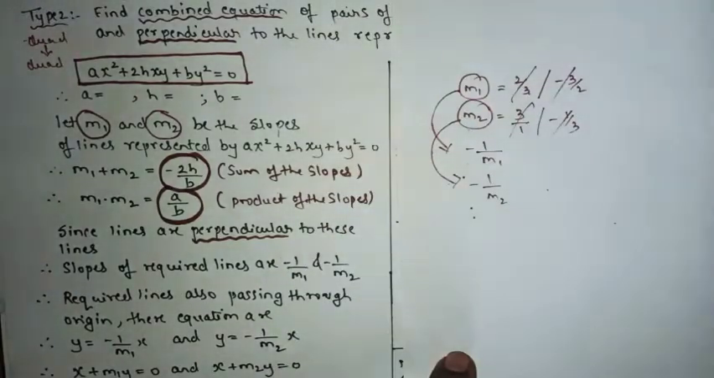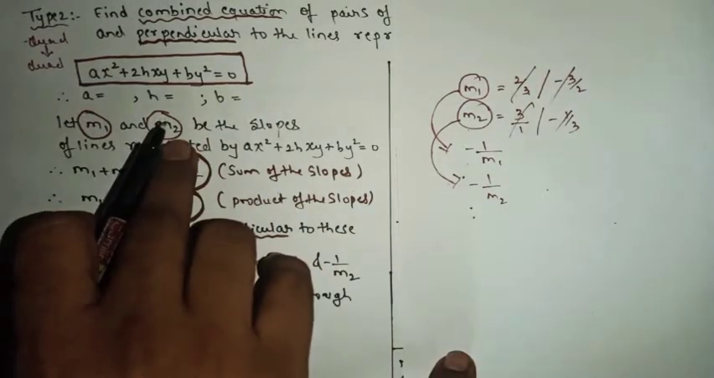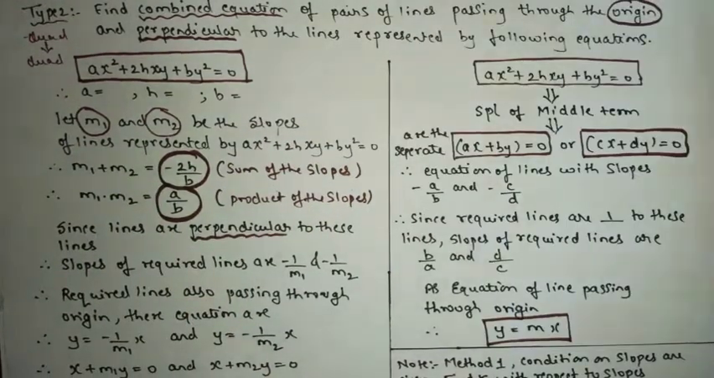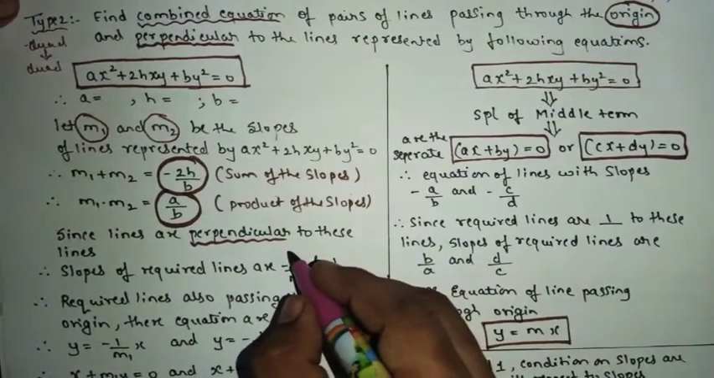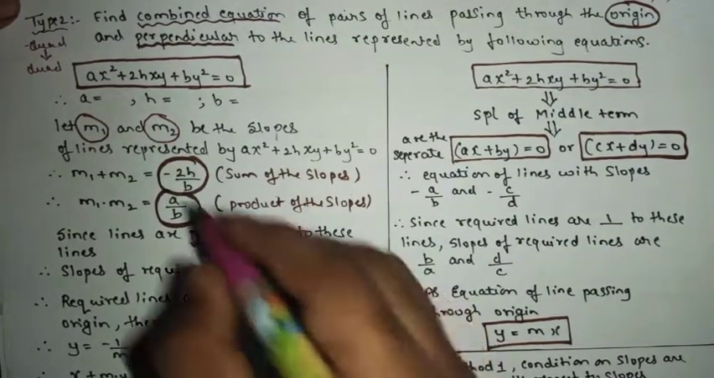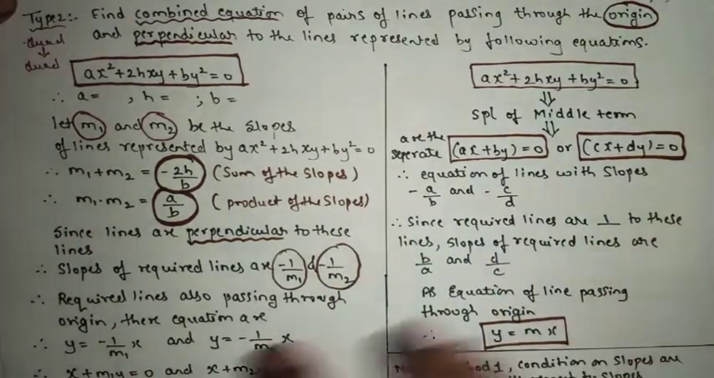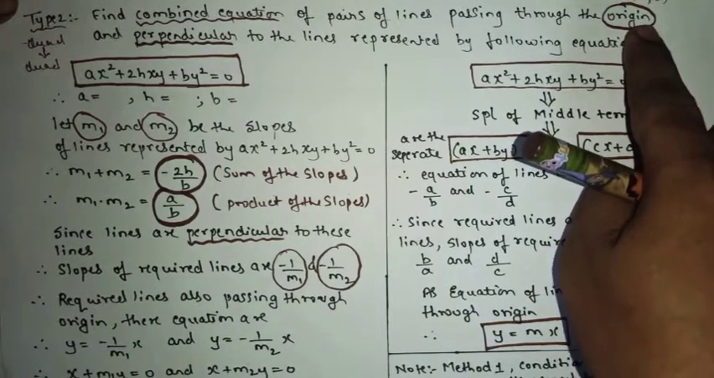Now when you apply this method, this format, we don't have the exact values of m1 and m2, so you will take the reciprocals of m1 and m2. The reciprocal of m1 is minus 1 upon m1, and for m2 it is minus 1 upon m2. After that, we know that the required line is passing through the origin. Origin means what? 0 comma 0.